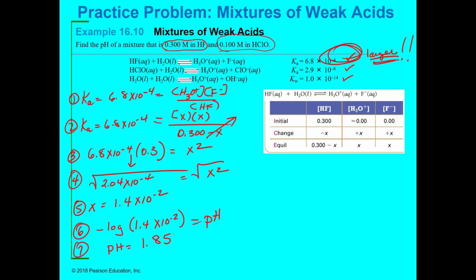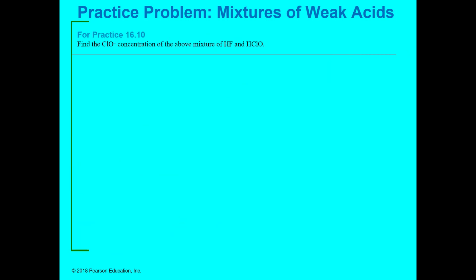All right, so this has worked exactly the way we were doing the other things. The only point here is when you have a mixture, you look at them, and if there's a big difference between the Kas, then you only have to use the one with the Ka that has the biggest impact. And on this one it wants you to find the concentration of the mixture.